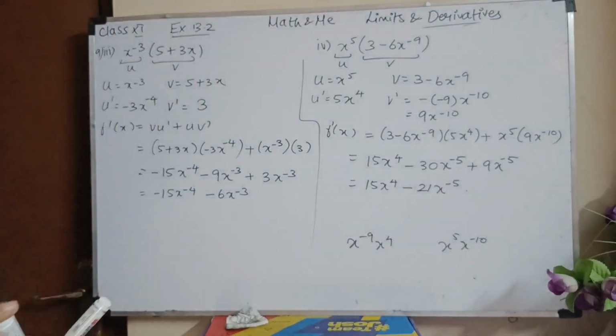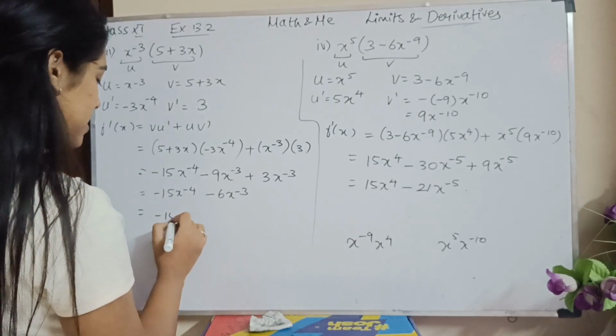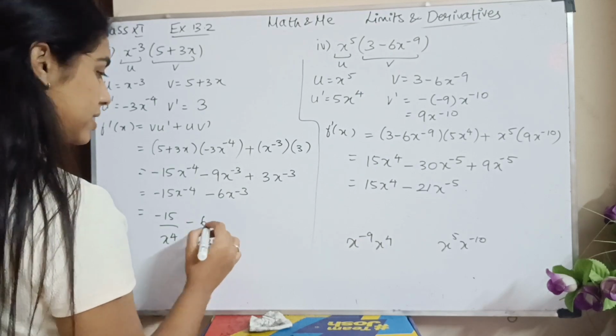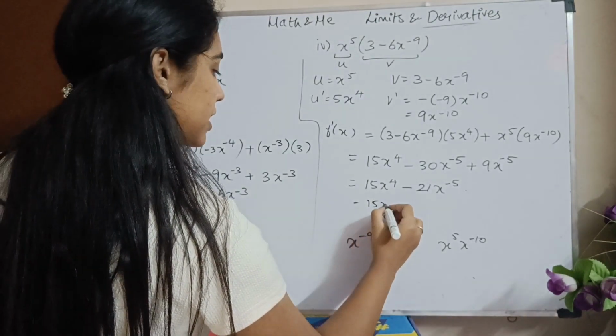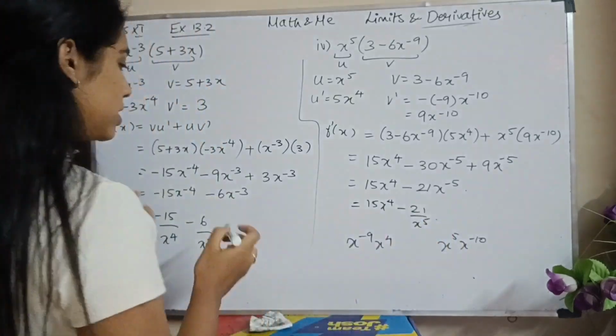You can also further write this as minus 15 divided by x power 4, minus 6 divided by x cube, and this as 15x power 4 minus 21 divided by x power 5. Okay, you can write it like this.